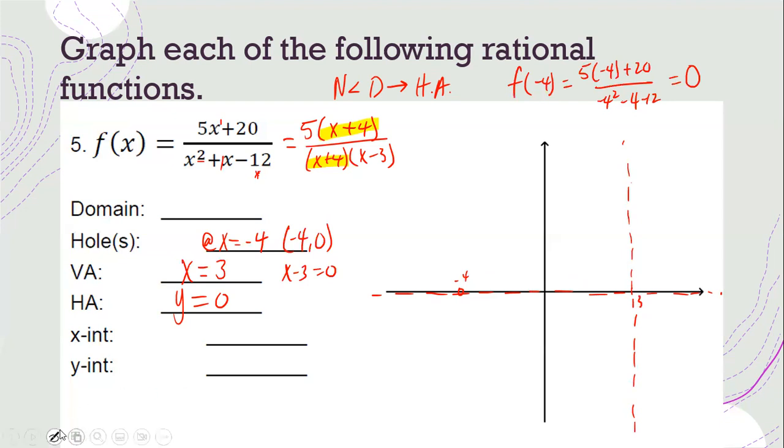Okay. Next, I'm going to find my x and y intercept. Your x-intercepts come from taking your numerator and setting it equal to 0. And it's the original. So if I took 5x plus 20 and set it equal to 0, what do I get? I get negative 4. And it can't be a negative 4 because negative 4 is a what? A hole. So guess what that means? None. There's no x-intercept because it's a hole.